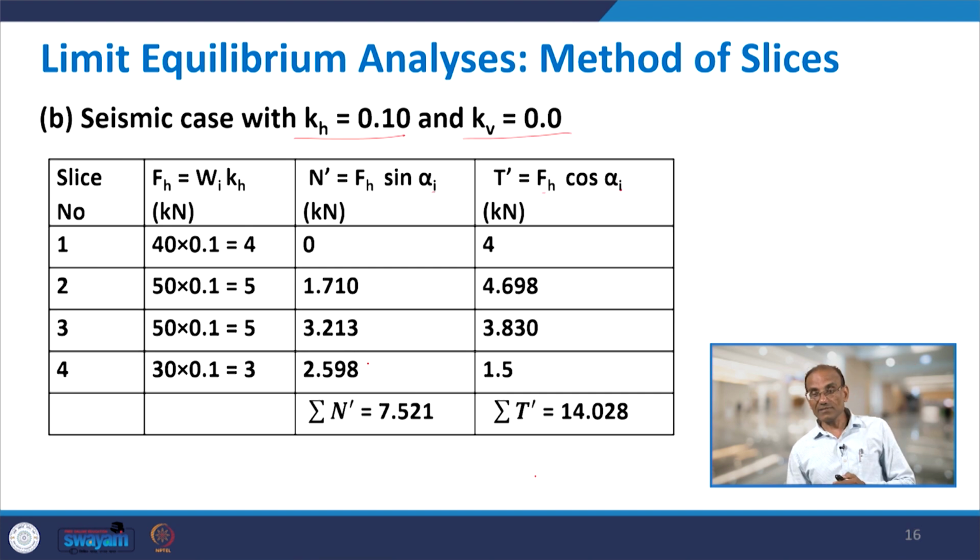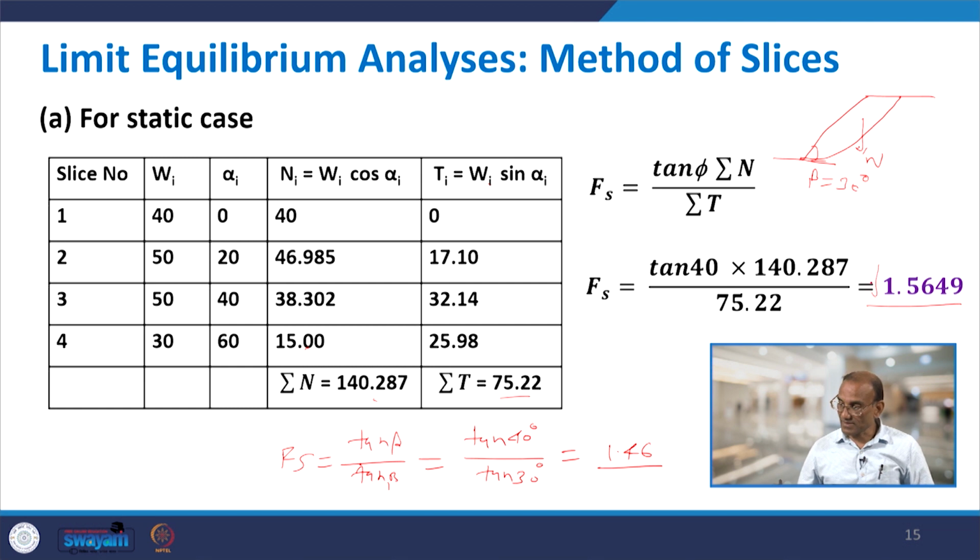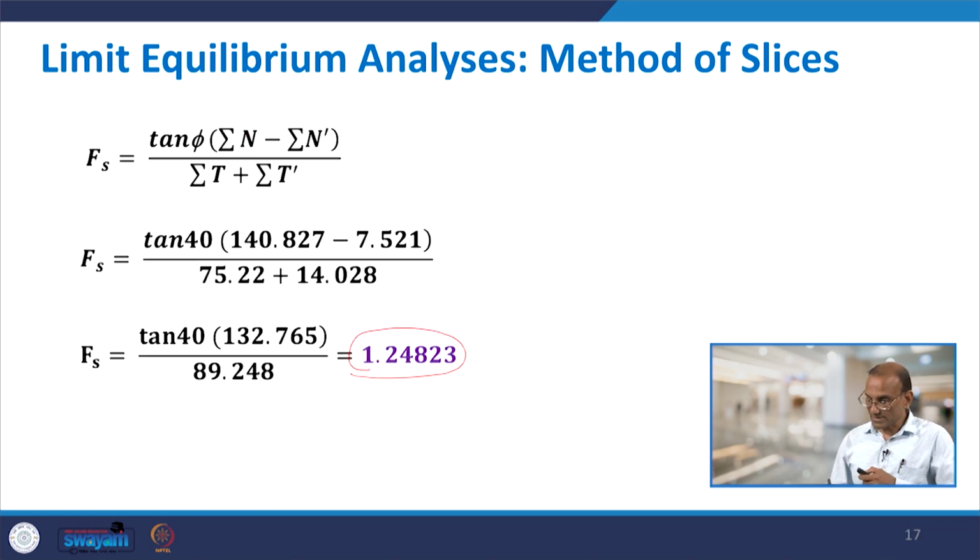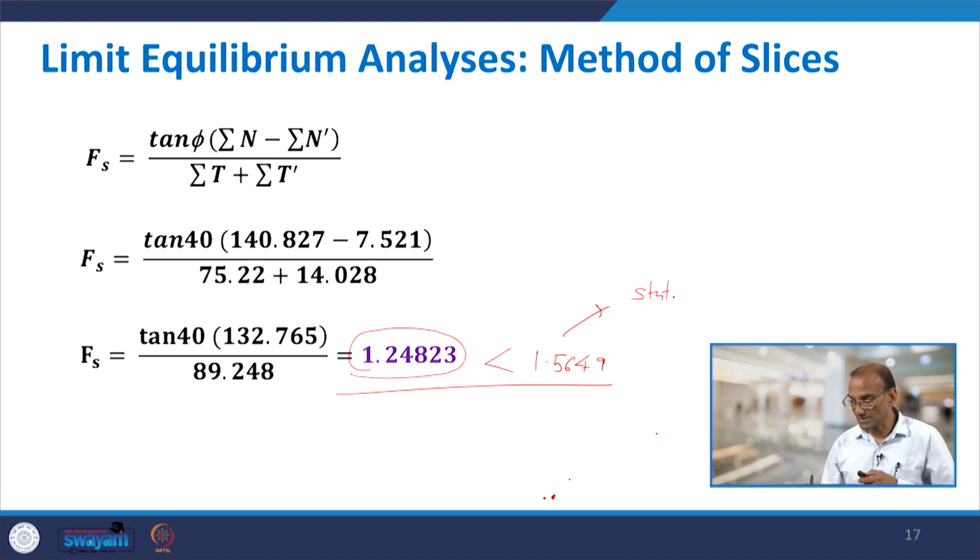So, the earlier factor of safety which you found was 1.5649. This is naturally quite a bit less than 1.5649, because that was for the static case. For the dynamic case, when you consider the effect of the seismic forces, the factor of safety decreases, and in fact it will always decrease. The factor of safety considering the dynamic case will never be higher than for the static case.